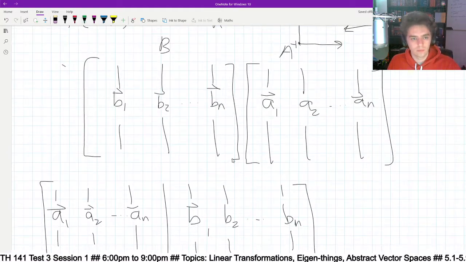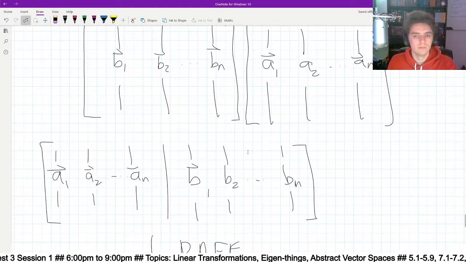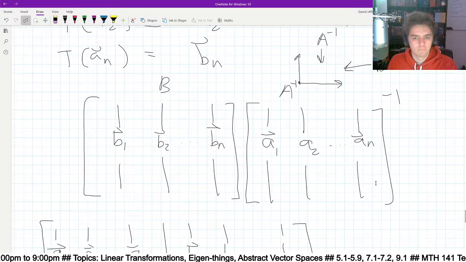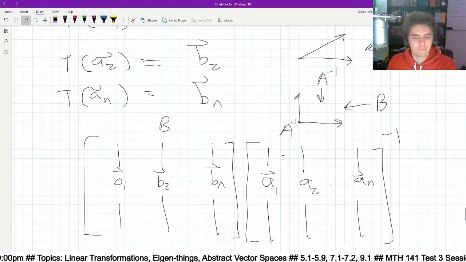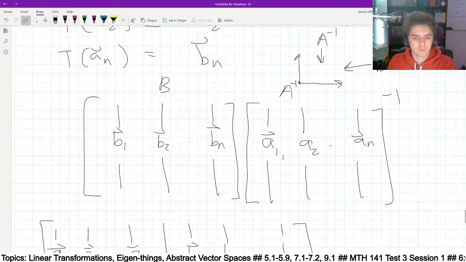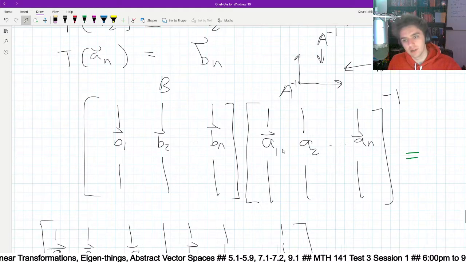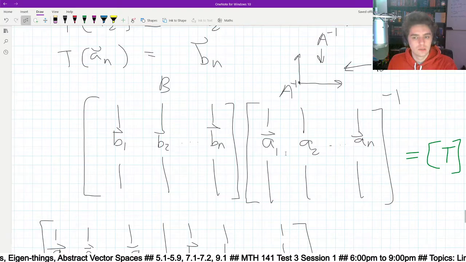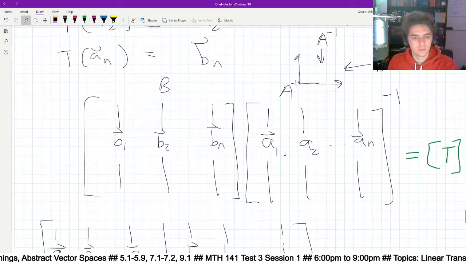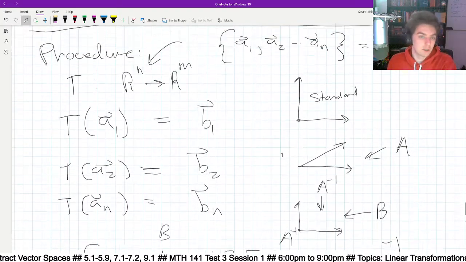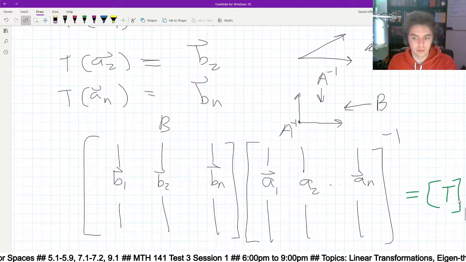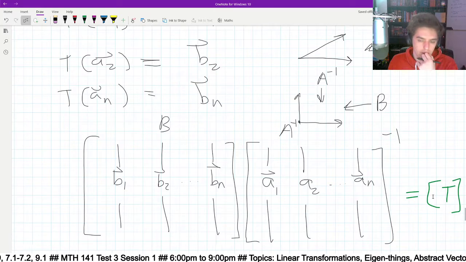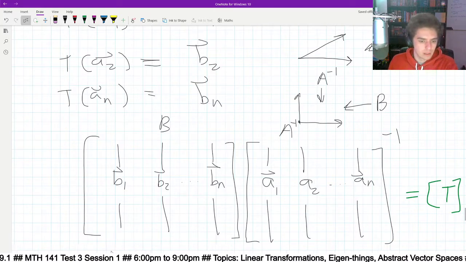Just to clarify, you find the inverse of A, then you multiply it by the B matrix, and then you get whatever. Yeah, that multiplied together will be the matrix representation of T. And is there anything you do after that, or is that just your answer? If the question just asks for the matrix representation of T, then that's all you need. Okay. That's all you have to get.